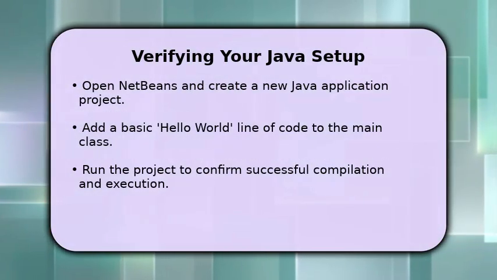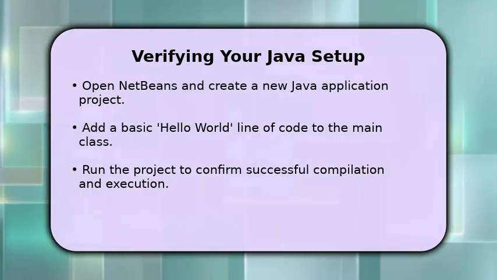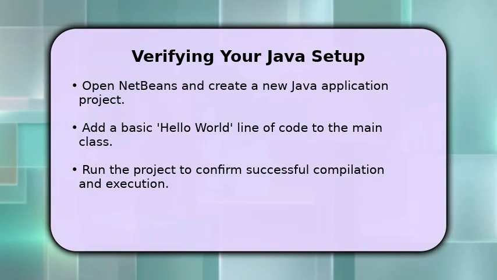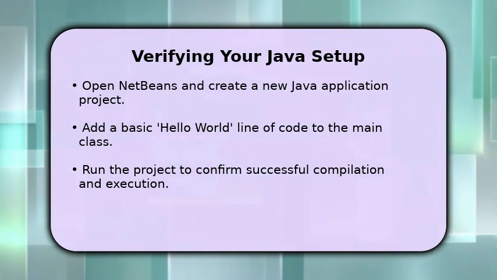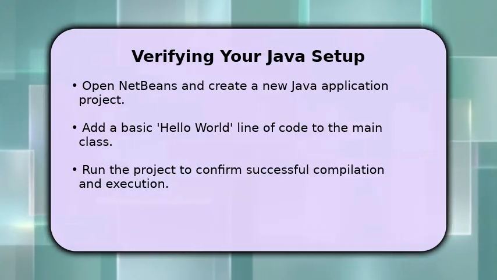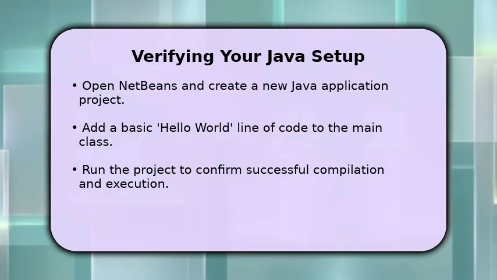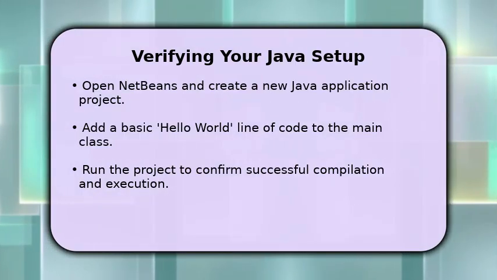To ensure everything is working, open NetBeans and create a new Java application project. You can name it something simple like Hello World. In the main class, add a line of code to print Hello World to the console. Then, run the project. If you see Hello World in the output window, your Java and NetBeans setup is complete and ready for development.